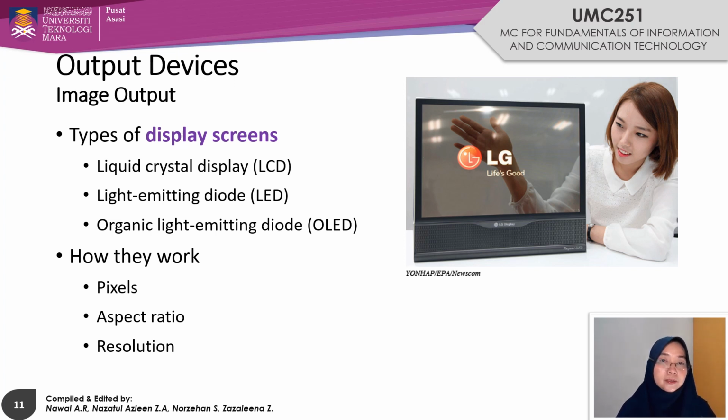Now, how do they work? Now, pixels refer to picture elements. The aspect ratio is the relationship between the height and the width of the screen. We have two common aspect ratios, the 4:3 and the 16:9 ratio. Resolution is the amount of pixels that can be displayed.